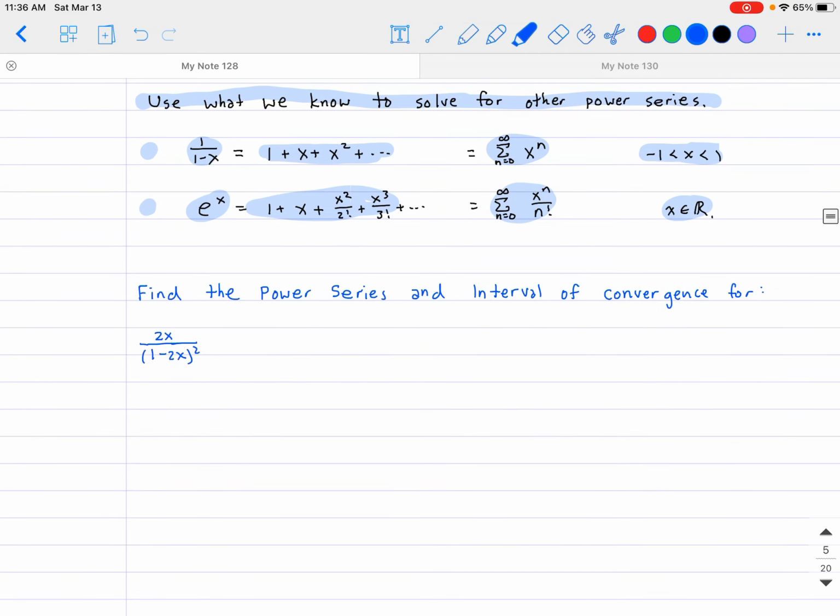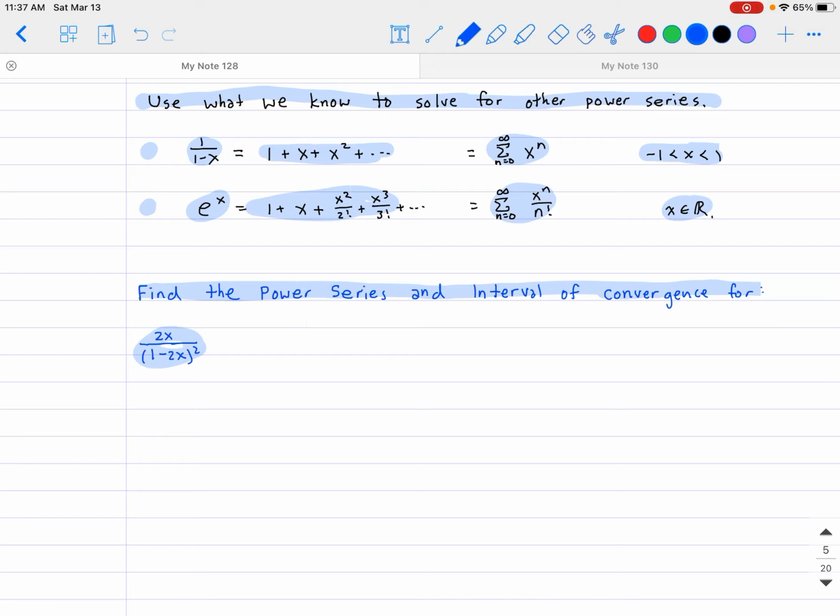In all these problems, what I want to do is find the power series for each of the following and also the interval of convergence for each one of those. So here you can see I have 2x divided by 1 minus 2x quantity squared.